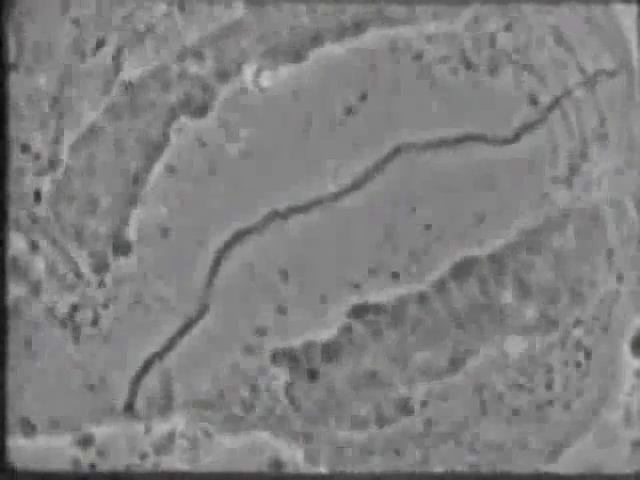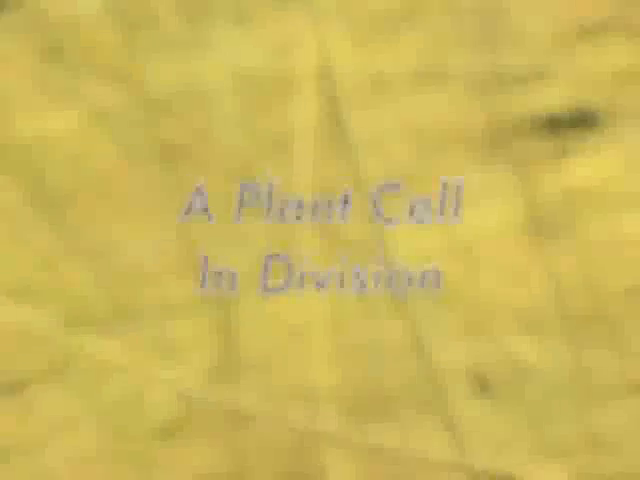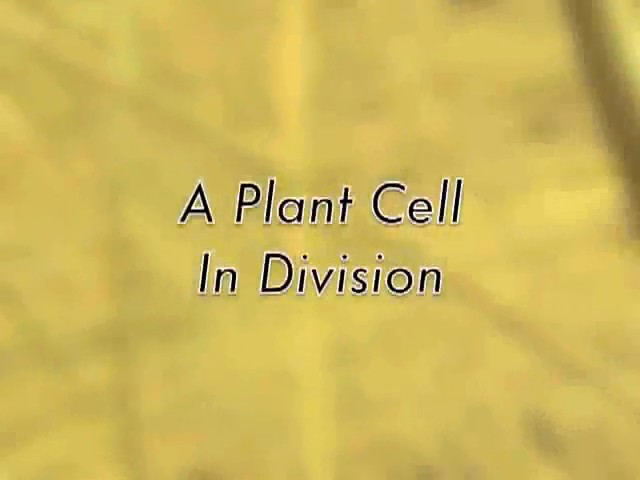Mitosis itself has four phases: the prophase, the metaphase, the anaphase, and the telophase. This is a plant cell in division.